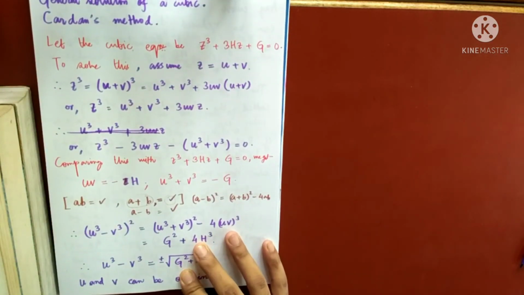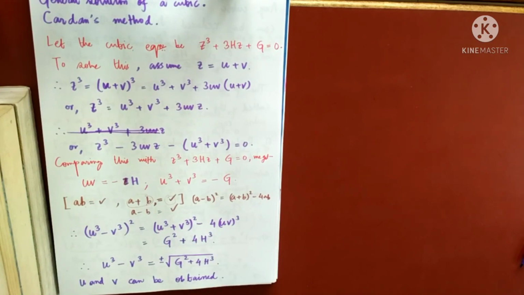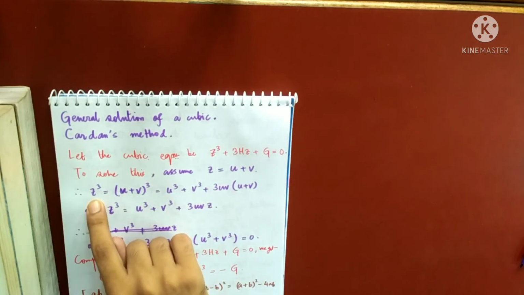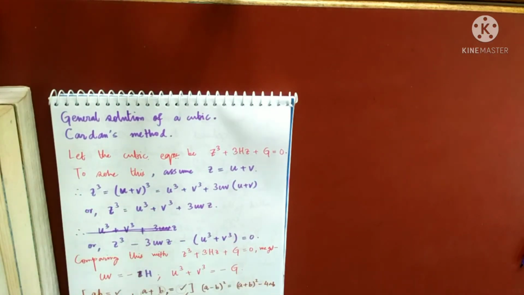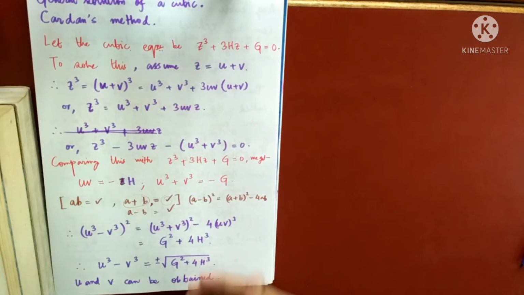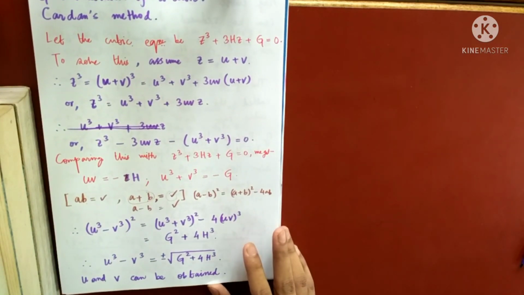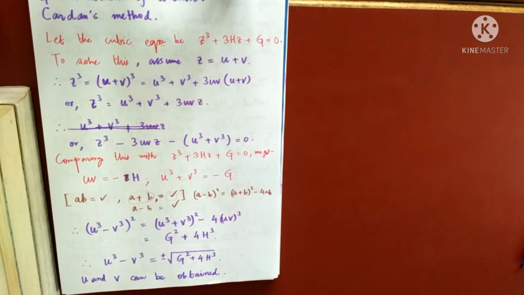So this method is known as Cardan's method. What is Cardan's method? You put z equals u plus v, evaluate z cube, compare with the standard form, and solve this way. So this is how you solve a general cubic. First you reduce the general cubic to the standard form, then apply Cardan's method to solve it. In the next class, I'll be doing sums based on Cardan's method.